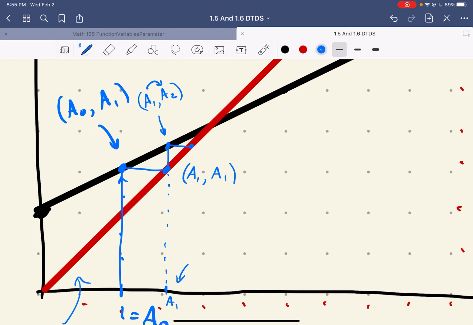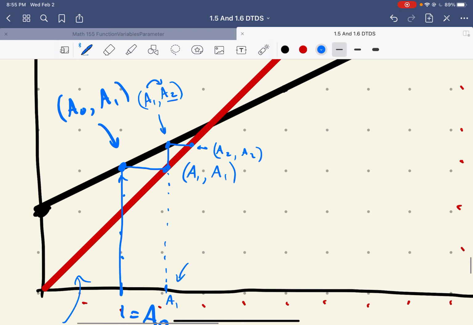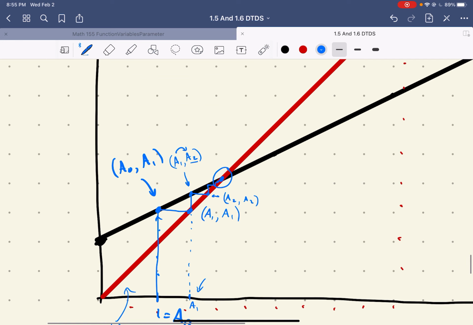So I go over, and now this point here, its y value is the same. So that's an a2. But since it's on the line y equals x, its x value is also a2. So this is (a2, a2). And then I can put that in my updating function, put that here, and put that here, and put that there. And it'll kind of get bunched up, and then it gets stuck right here. It gets stuck at this intersection point, which is called an equilibrium.